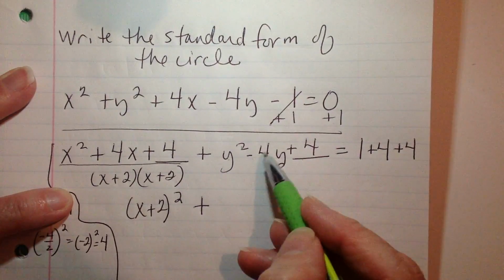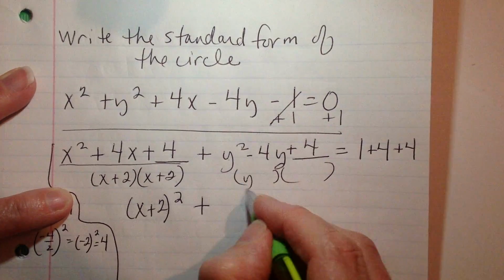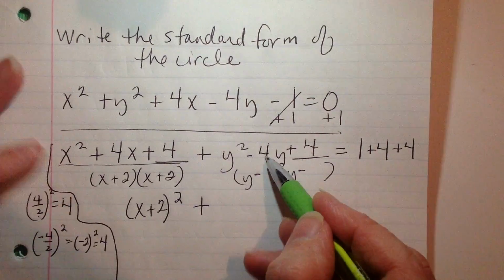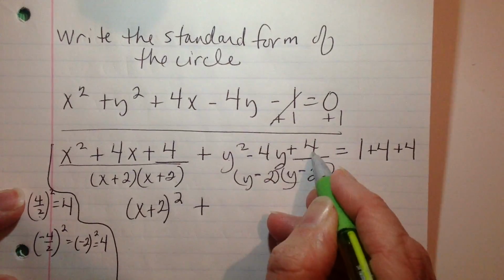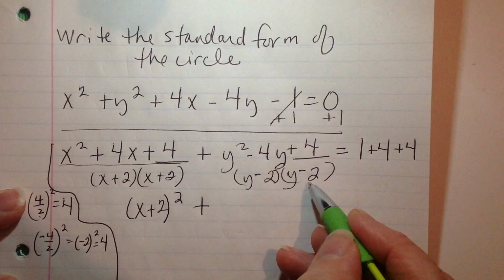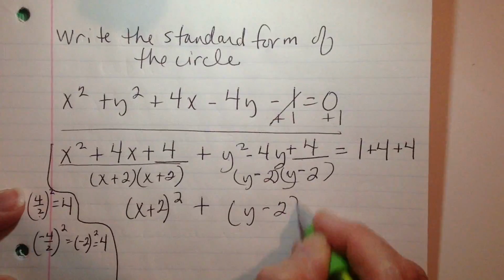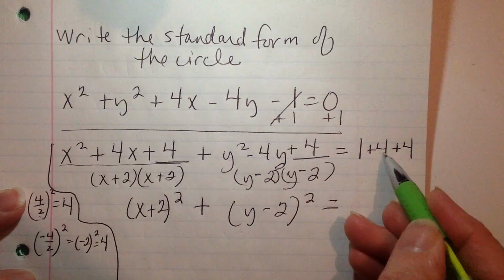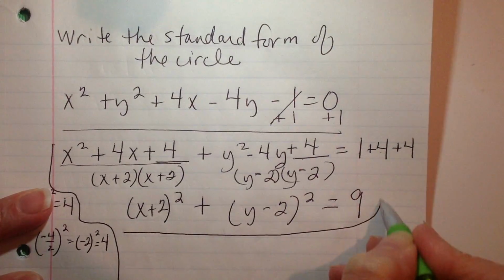Now I have y squared minus 4y plus 4. I could factor this also into two binomials that are identical. The signs are both negative. You use what you got when you took half, which was 2, because 2 times 2 gives you 4 when you multiply, and negative 2 plus negative 2 gives you negative 4. So we would write this y minus 2 squared equals... 1 plus 4 is 5, and 5 plus 4 is 9. So this would be my answer.